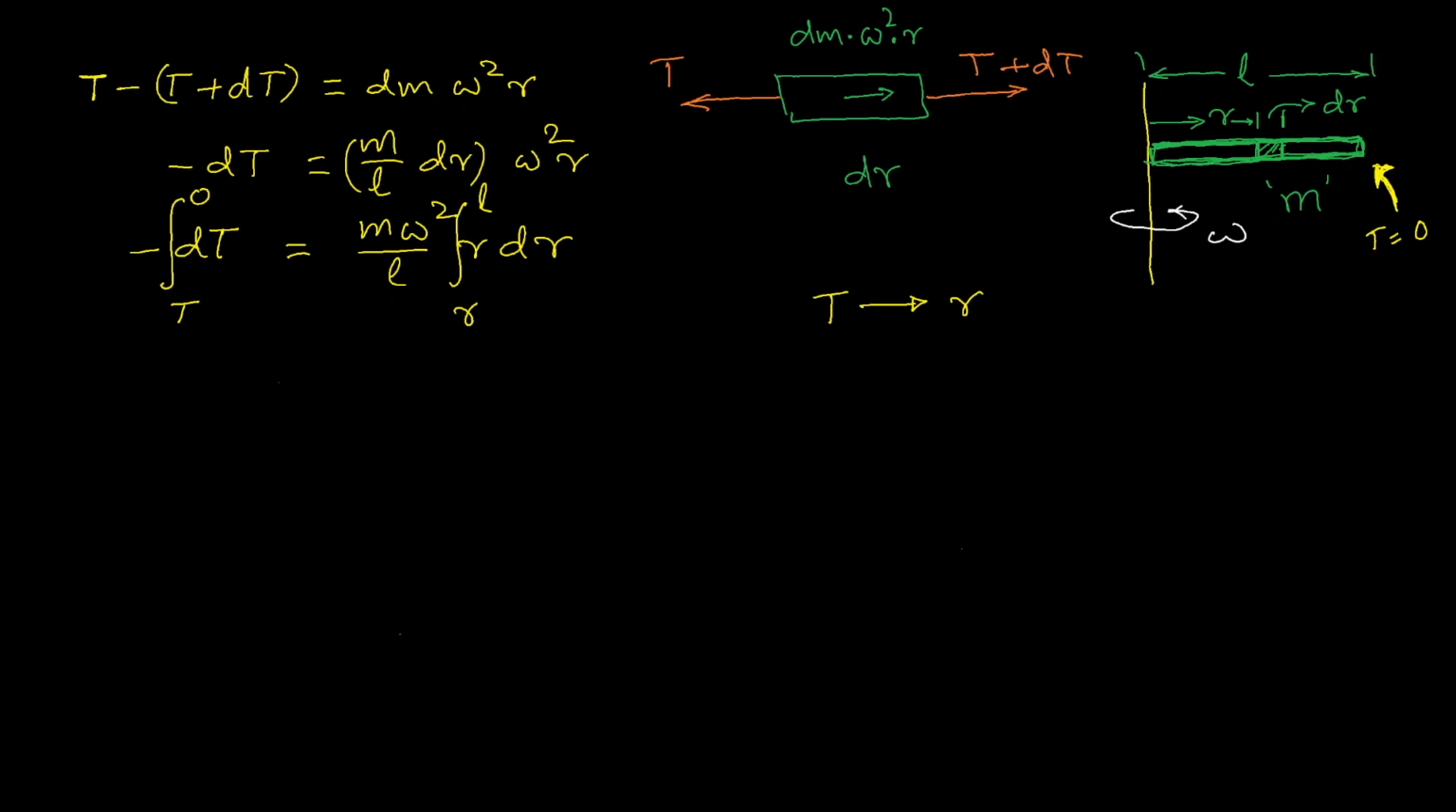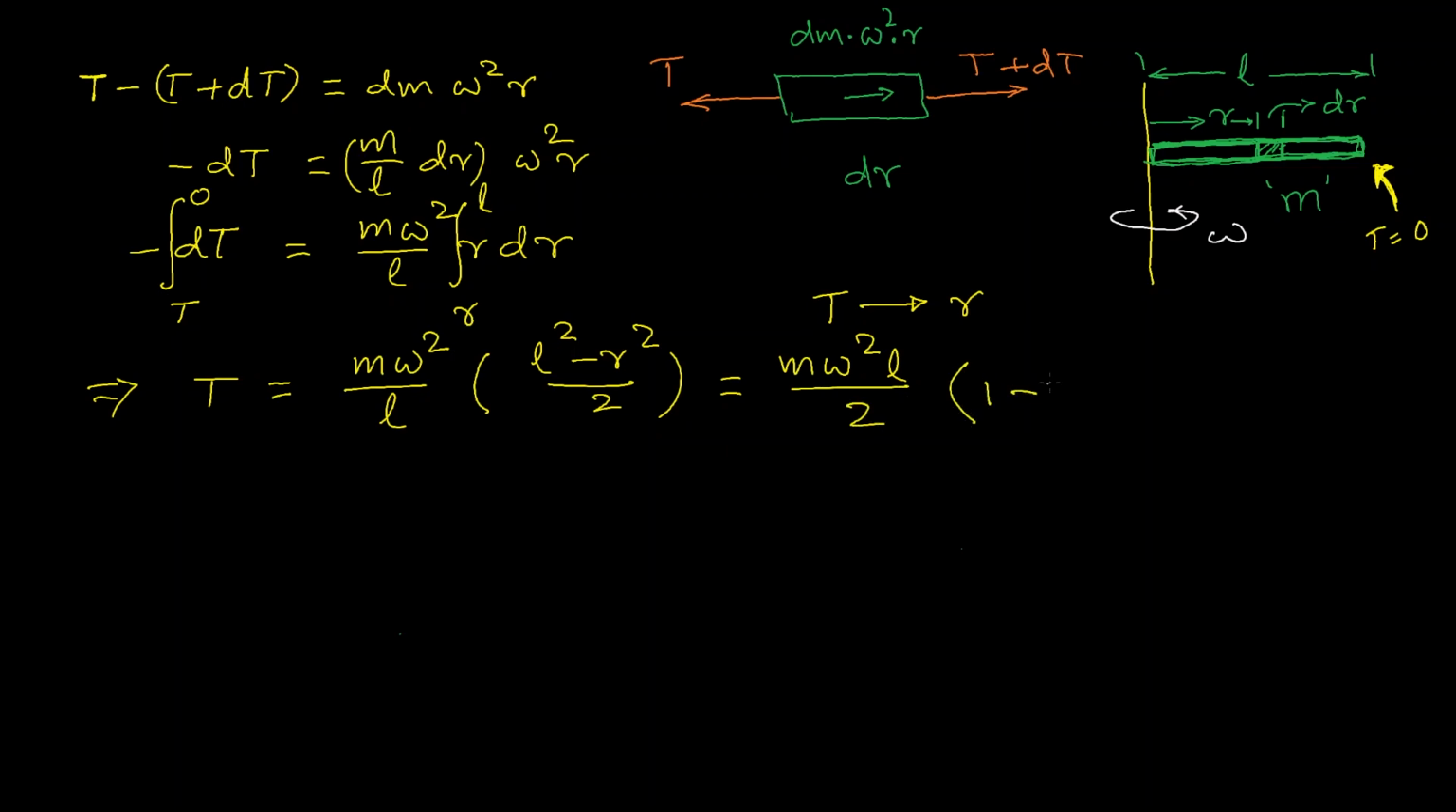If we perform this integration, we will find that T will be given by m omega square over L times L square minus r square over 2, or in a better way we can write it as m omega square L over 2 times 1 minus r square over L square. So this is the variation of T with respect to the distance r from the center.